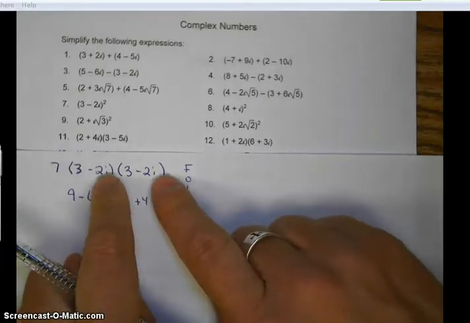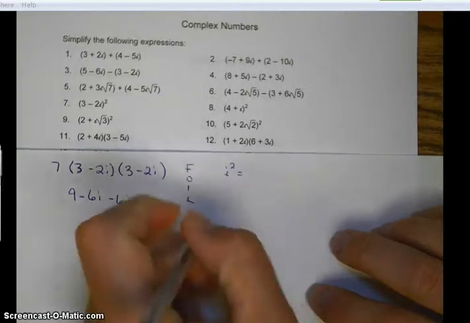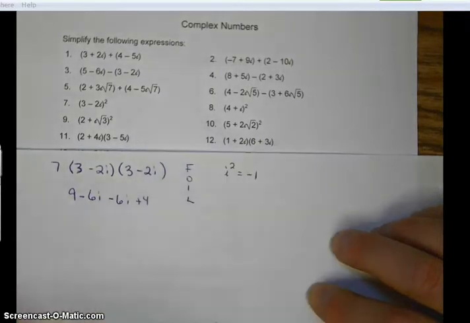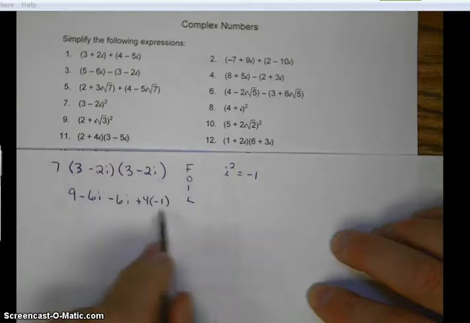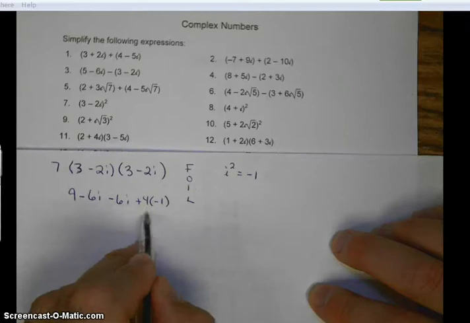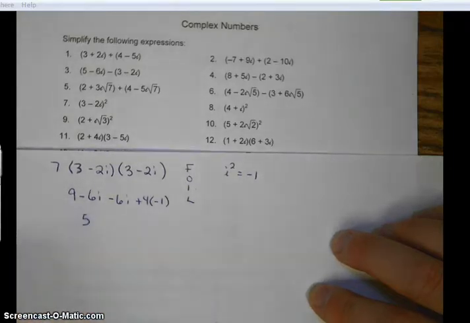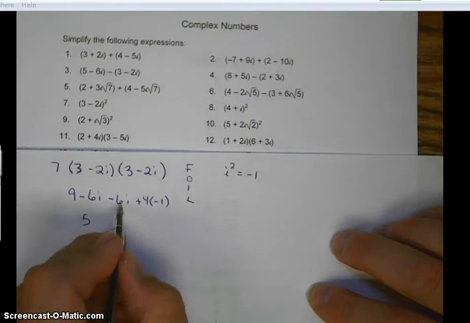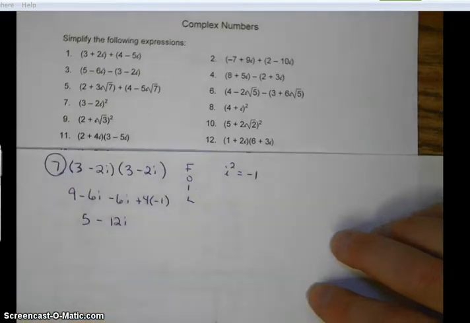I times I is i squared. And don't forget that i squared is equal to negative 1. So once you're done FOILing, you have to combine your like terms. So we got 9, and 4 times negative 1 is negative 4. So 9 minus 4 is 5. Negative 6i minus 6i is minus 12i. So remember, you're FOILing on these multiplying ones.